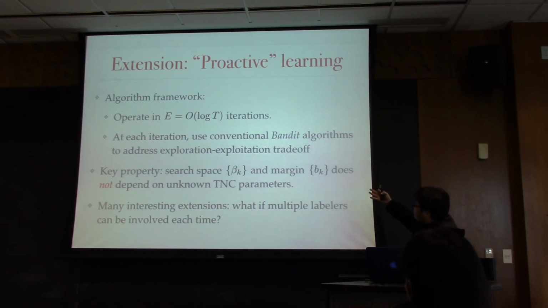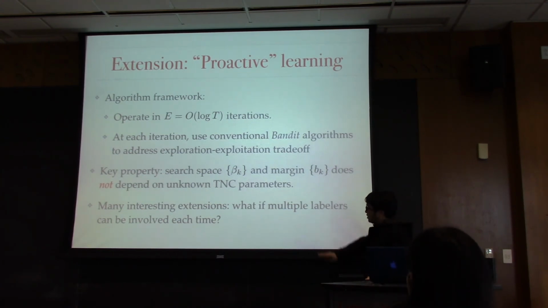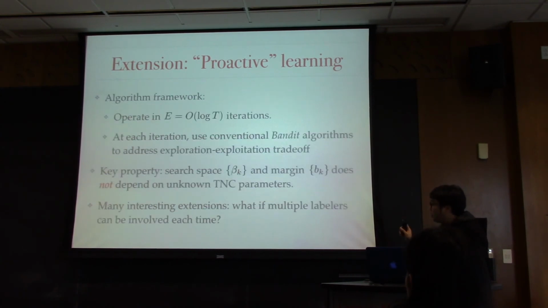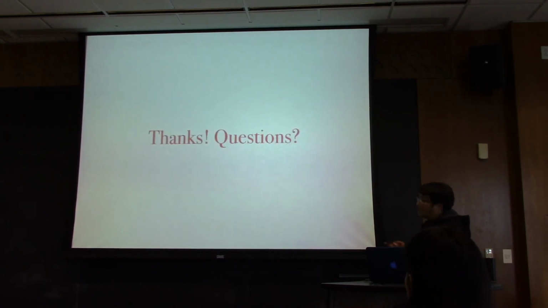So this is one extension we think our noise-tolerant algorithm could be used for in more applications. And this framework also has many other interesting extensions. For example, what if at each iteration multiple labelers can be involved? Like I can ask both user 1 and user 2 to give me a label. Does that improve my error rate? And how does that improve my error rate? These are all very interesting extensions. Okay, that's all. Thank you.